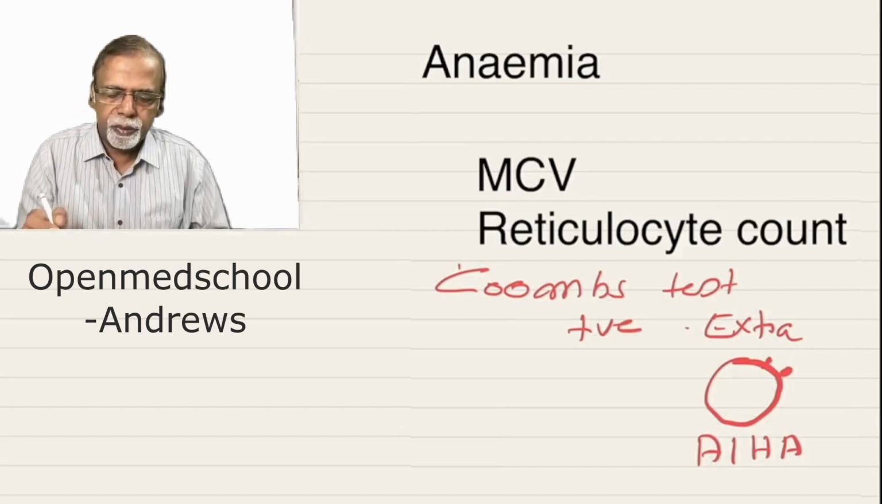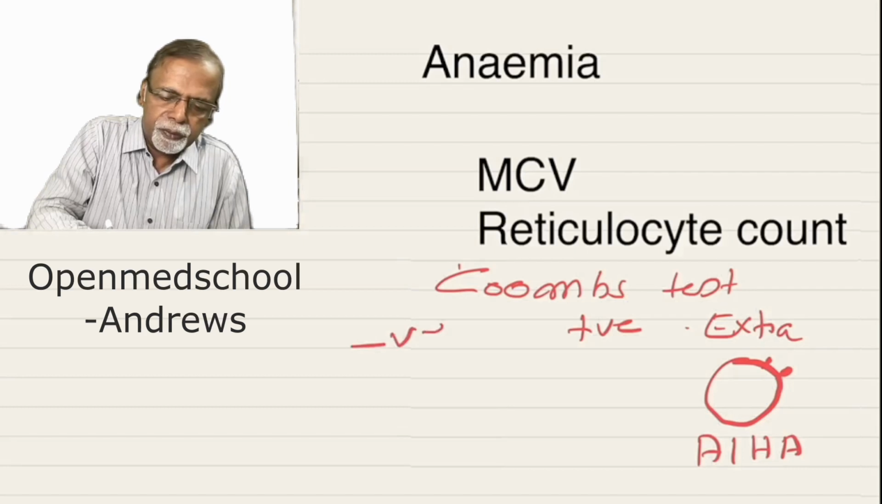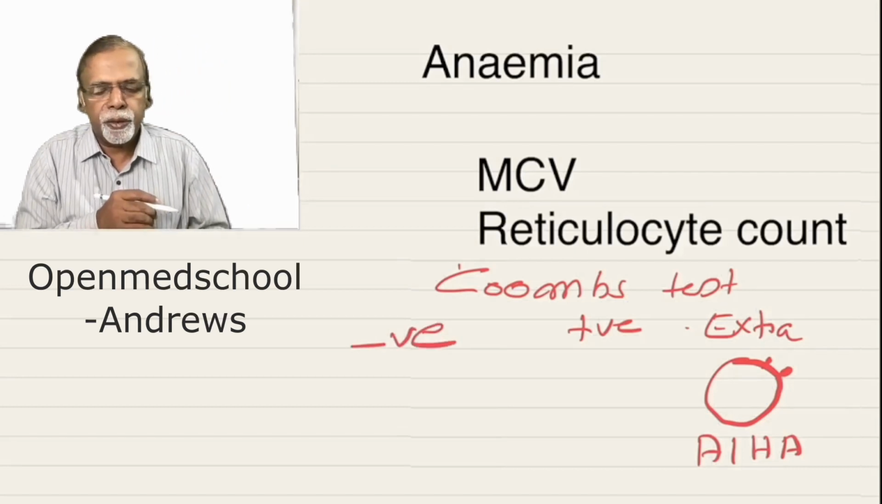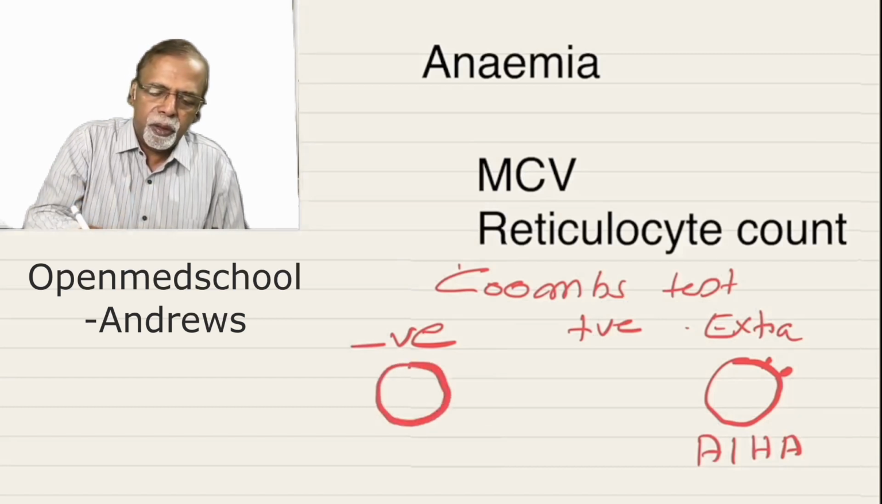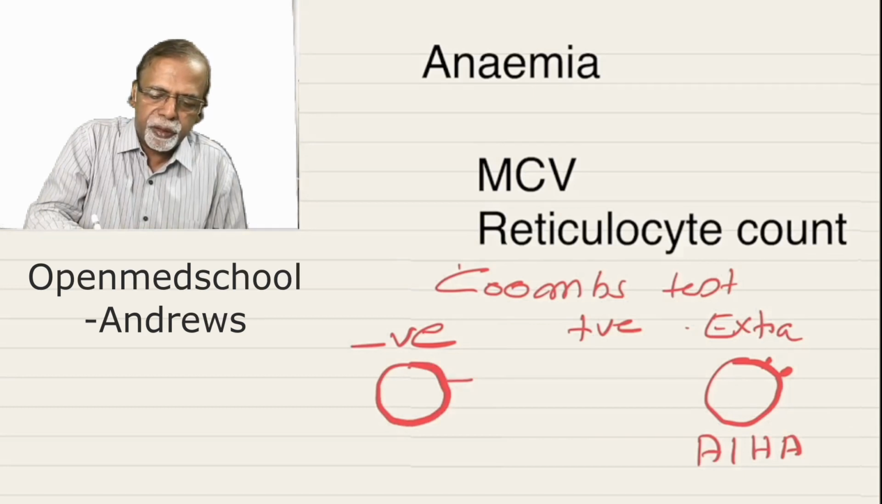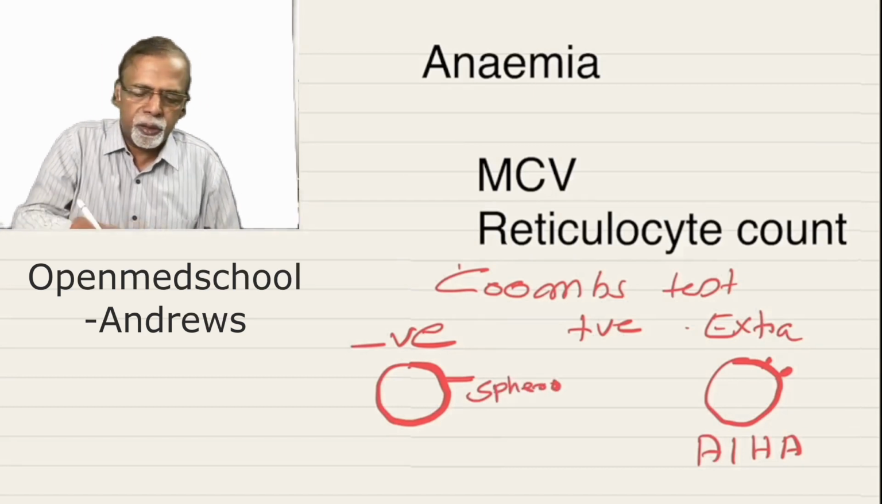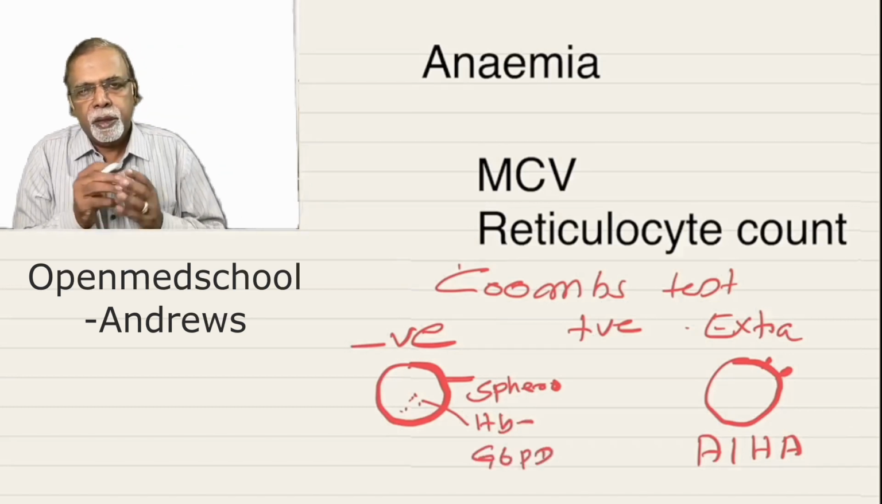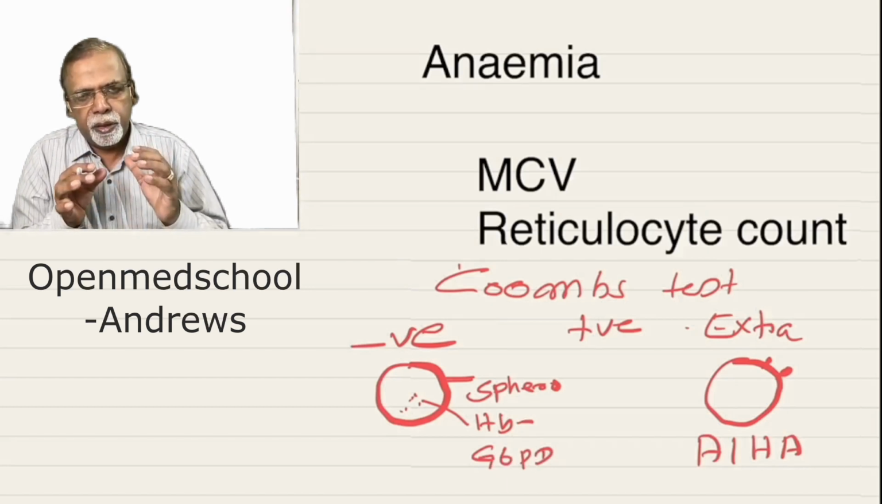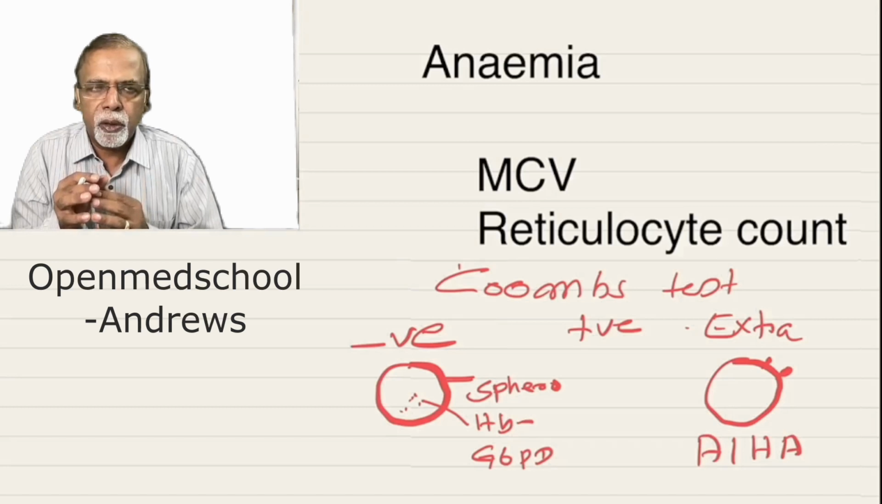If the Coombs test is negative, it is most likely due to corpuscular, that is RBC problems, like a membrane defect, spherocytosis, or elliptocytosis, etc. Or it may be due to hemoglobin, that is thalassemia, or it may be due to enzymes, for example G6PD deficiency. So the Coombs test will be negative in these conditions, that is, intracorpuscular problems.